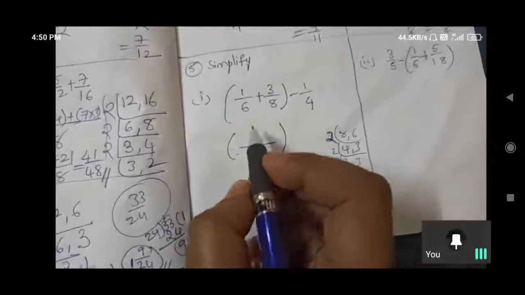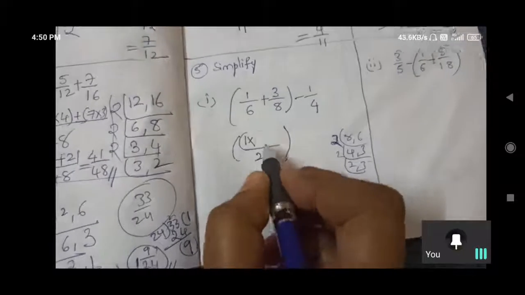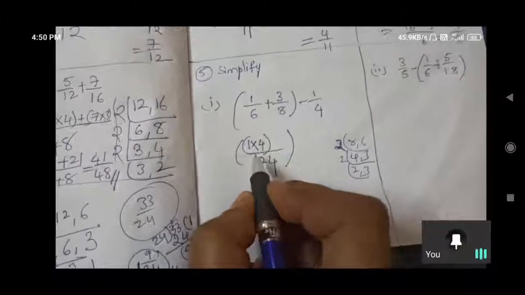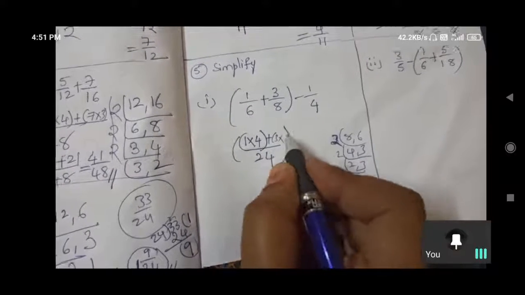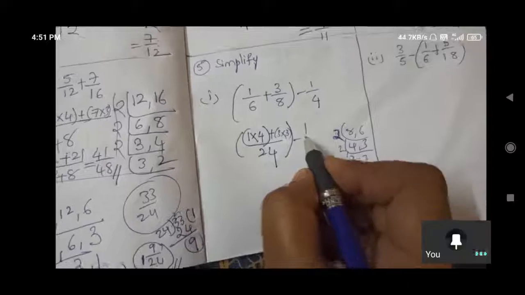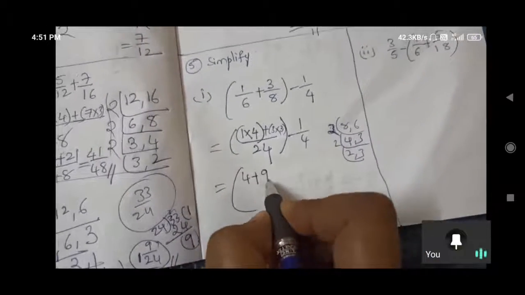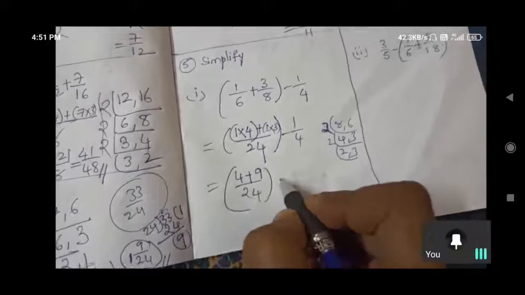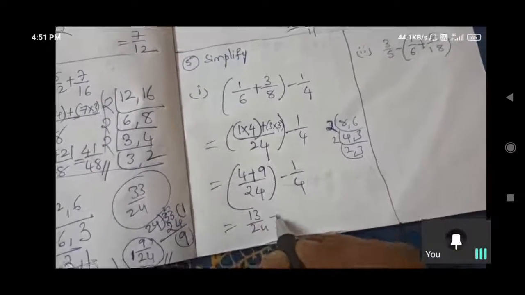Here we should multiply 6 by 4 to get 24, so 4 you should multiply. Okay? And here 3, into how many times? 8 3s are 24, so 3 you should multiply here. Minus 1 by 4. So it is equal to 4 plus 9 by 24 minus 1 by 4, which is 9 plus 4, 13 by 24 minus 1 by 4.